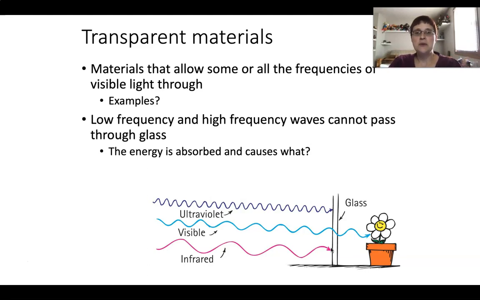So there we go. The low and high frequency waves can't pass through. Instead, they get absorbed and generate heat. So this is why glass gets warm to hot, depending on what is going on in the sunlight, when those materials get exposed to sunlight, because they will not allow that ultraviolet or infrared energy to pass through.